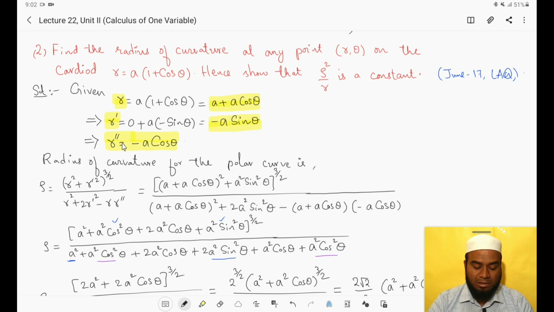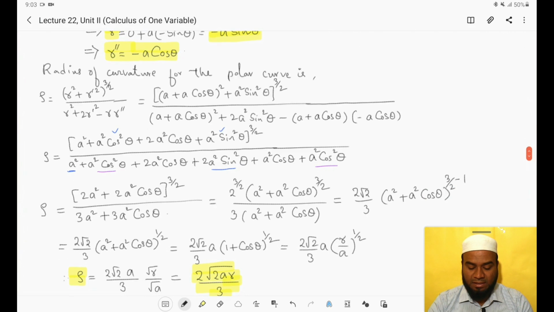We have to substitute all these values in the radius of curvature formula, that is r square plus r dash square whole power 3 by 2 by r square plus 2r dash square minus r double dash. We have substituted all the values, r dash, here r dash, here r double dash. We got this. Then we have simplified this by using the a plus b whole square formula. We got these 3 terms, and this term is as it is. In the denominator also we have done the same thing. So a lot of simplifications are there.